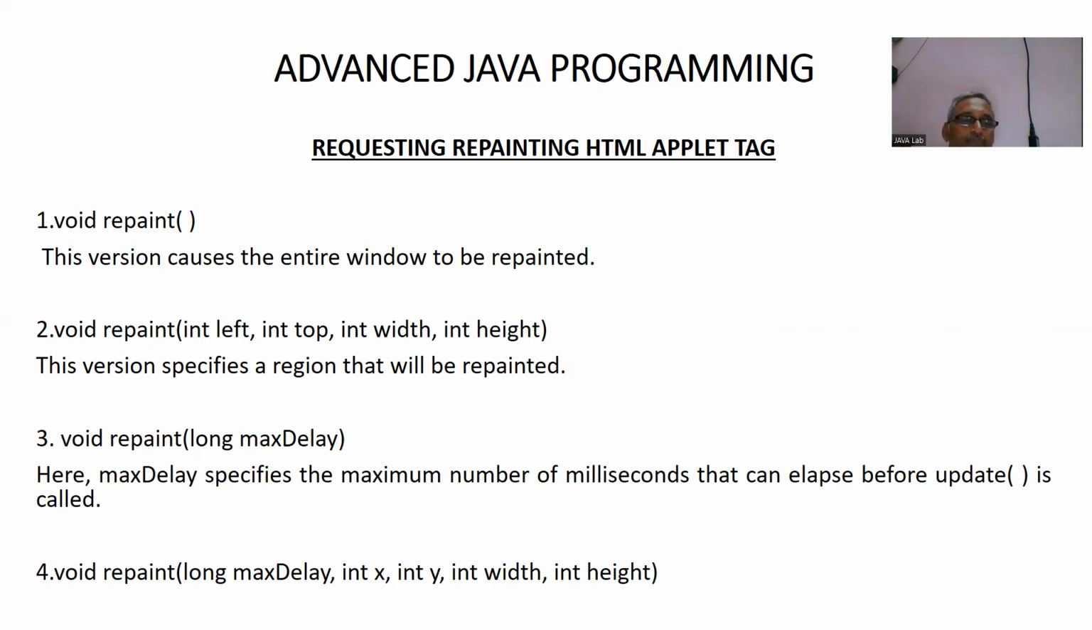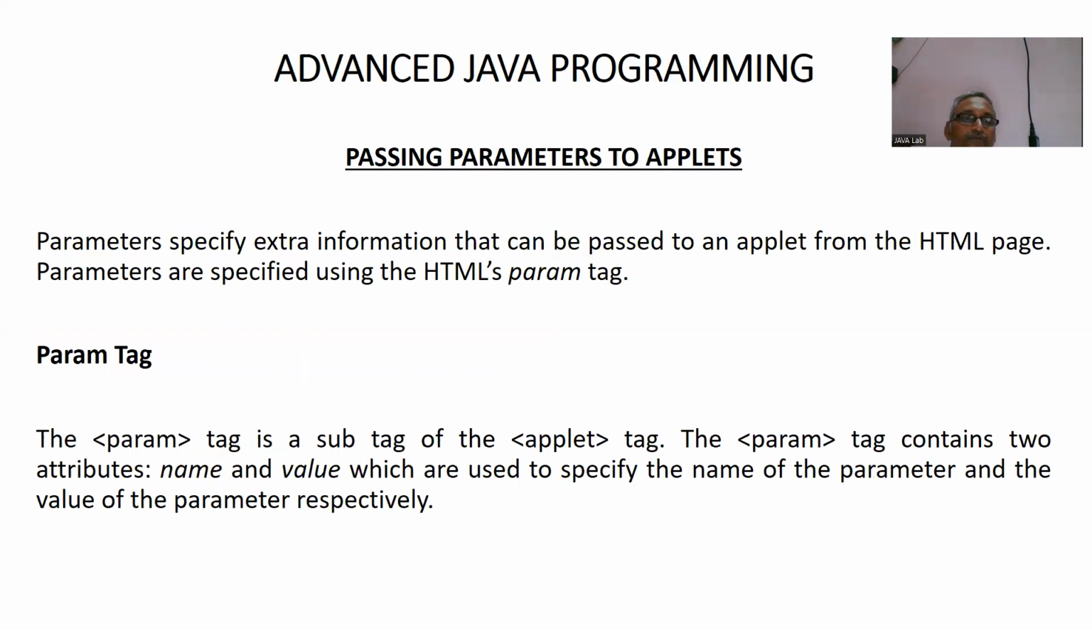Here, maxDelay specifies the maximum number of milliseconds that can elapse before update is called. Beware though: if the time elapses before update can be called, it is not called. There is no return value or exception thrown, so we must be careful. Now this is an example of the paint method.